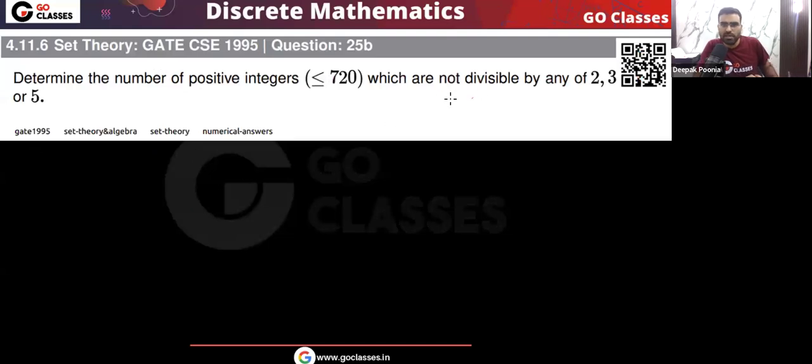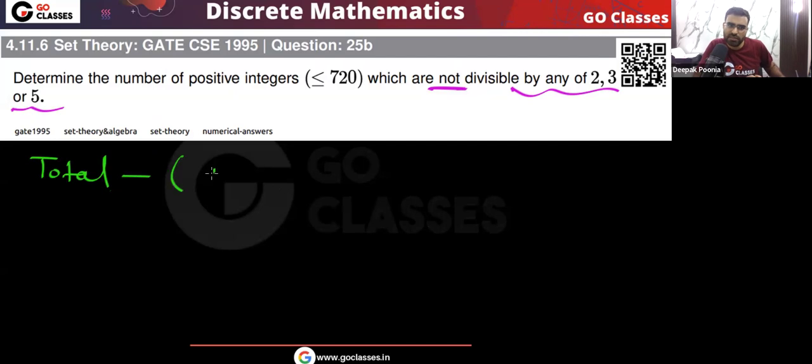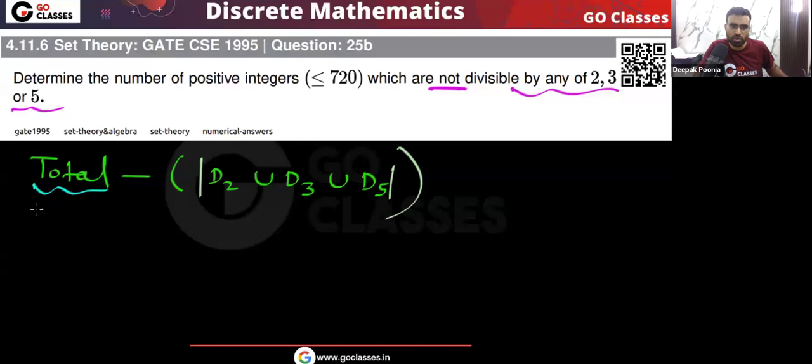So here you can see not divisible by any of 2 or 3 or 5 will be equal to total minus divisible by 2 or divisible by 3 or divisible by 5. Okay, the size of this union. So the total is already, you know, 720. And now we have to find this value, divisible by 2 or 3 or 5. So here you can apply the inclusion exclusion principle.